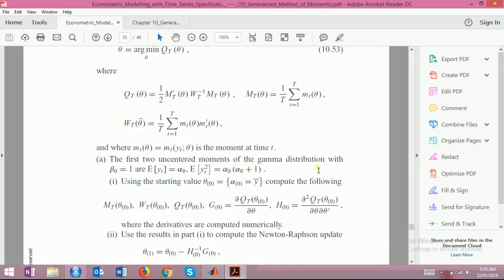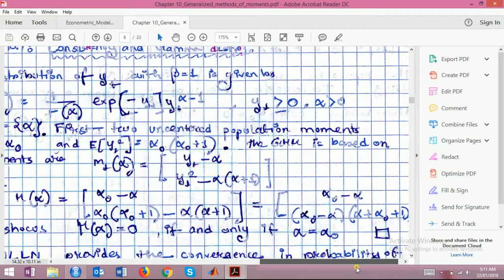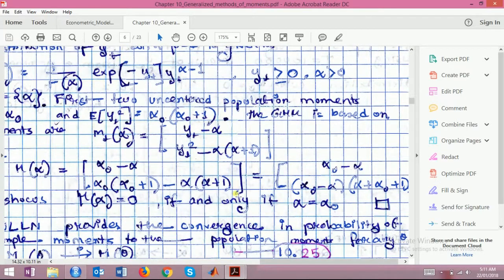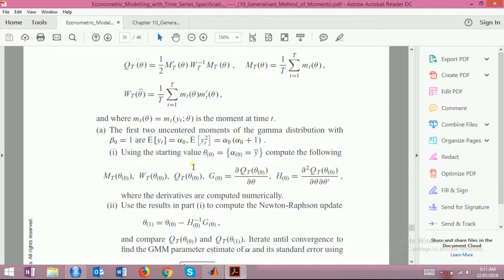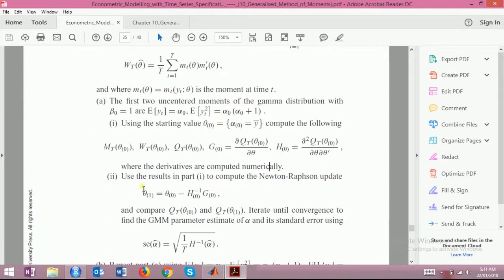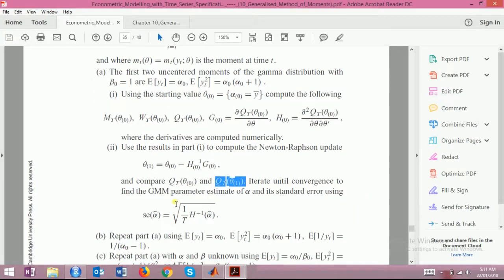The first two uncentered moments of the gamma distribution with beta naught equals 1: E of Yt equals alpha naught, and Y squared is equal to alpha plus 1. That is again the same thing we were discussing, alpha plus 1. And this is the first two uncentered moment conditions. Then we use a starting value theta naught and compute all of this with our algorithm numerically. This is the gradient, this is the Hessian, fine. Using the result, we use Newton-Raphson to update and compare this with the updated theta 1. Iterate until convergence and find the GMM parameter estimate of alpha and standard error.